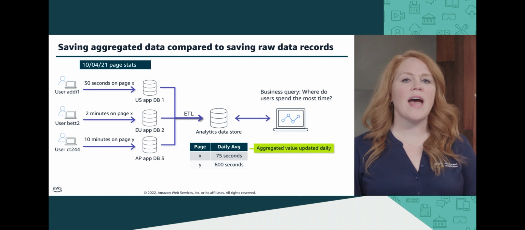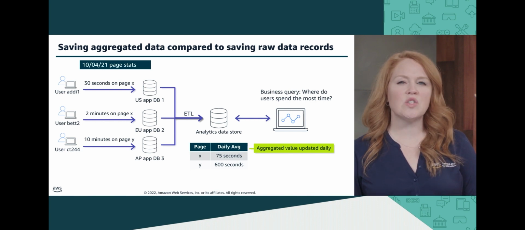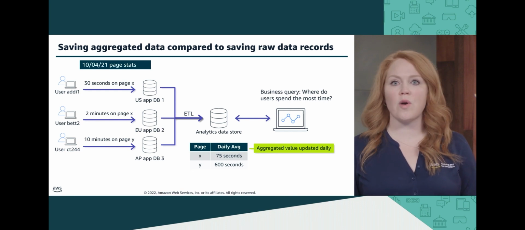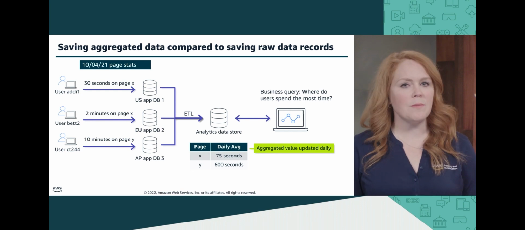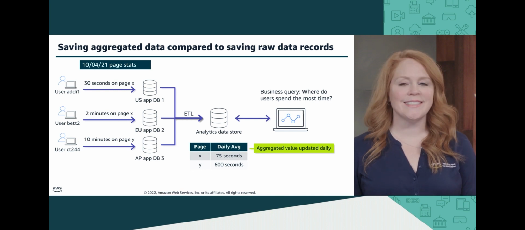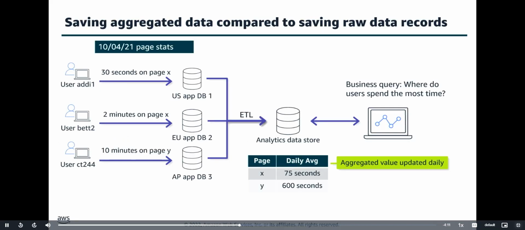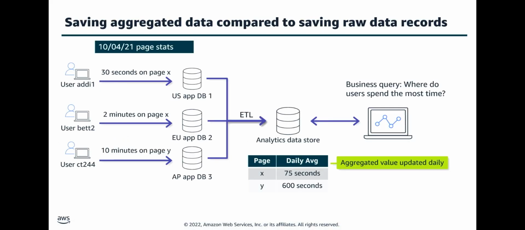A common approach with applications that aggregate data is to make updates directly to the aggregated value. For example, a count or average. Reporting and business intelligence, or BI, tools query the database and have access to the aggregated value. In this example, the business is interested in learning where users spend most of their time while on this website. To support this, their extract, transform, and load, or ETL process, ingests page view stats daily and updates the daily average for each page in their analytics database.